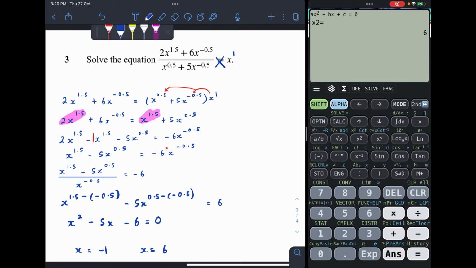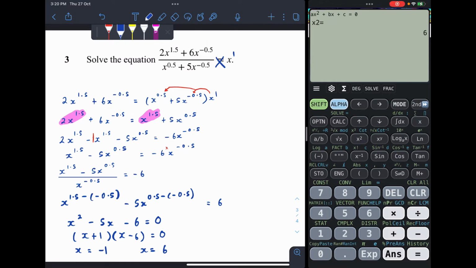So when I got this, I'm just going to write it inside the brackets, which is going to be x plus 1 and x minus 6, equals 0. So we have solved our quadratic equation already, and we have also solved the question. So we've got our two answers. So that is pretty much how you do it.